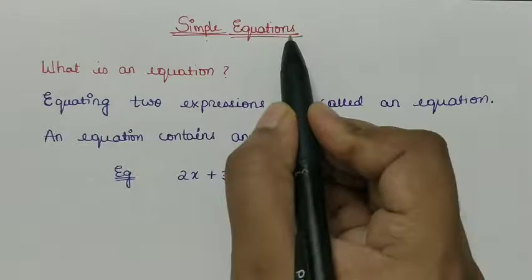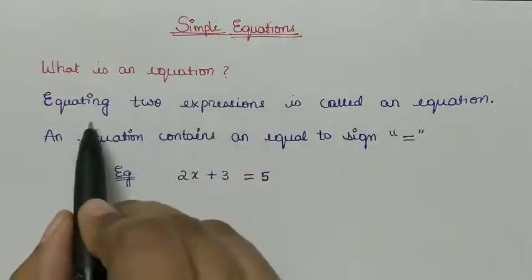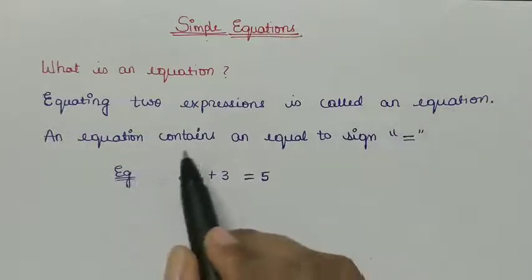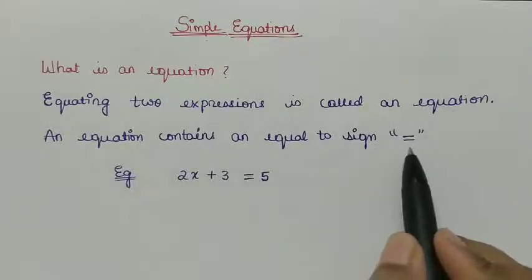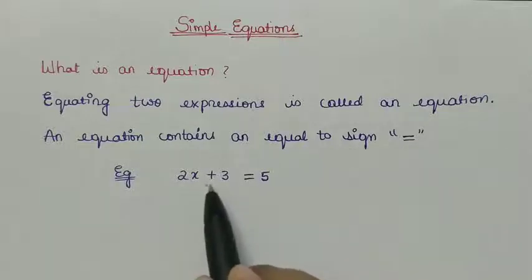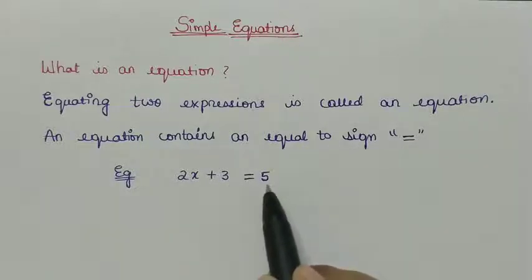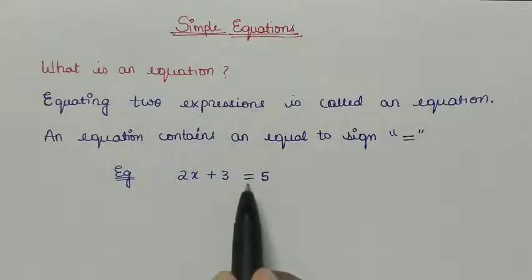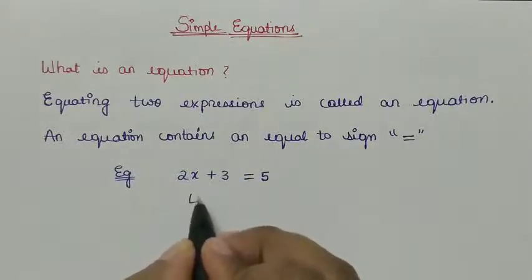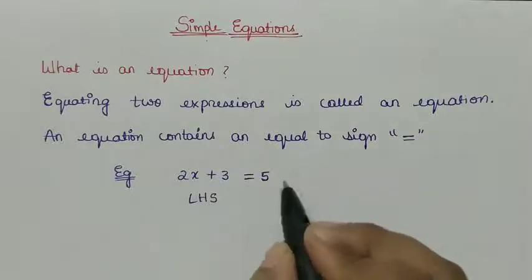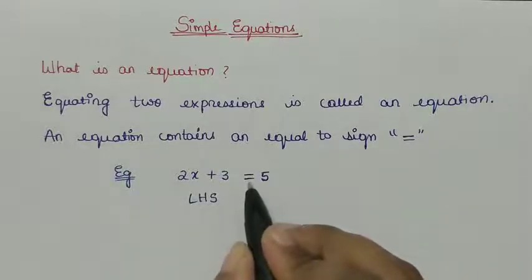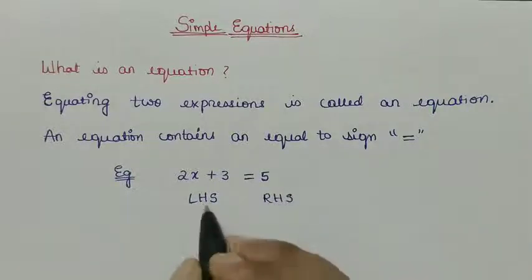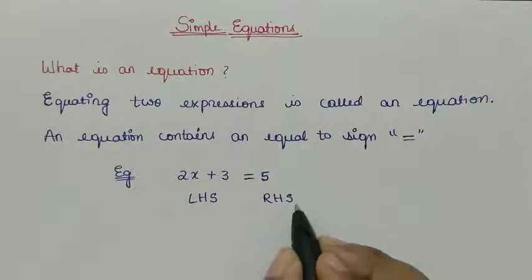Simple equations. What is an equation? Equating two expressions is called an equation. An equation contains an equal to sign. For example, 2x plus 3 equal to 5 is an equation. The left hand side of equal to sign is called LHS, and the right side of equal to sign is called RHS. Left hand side, right hand side.